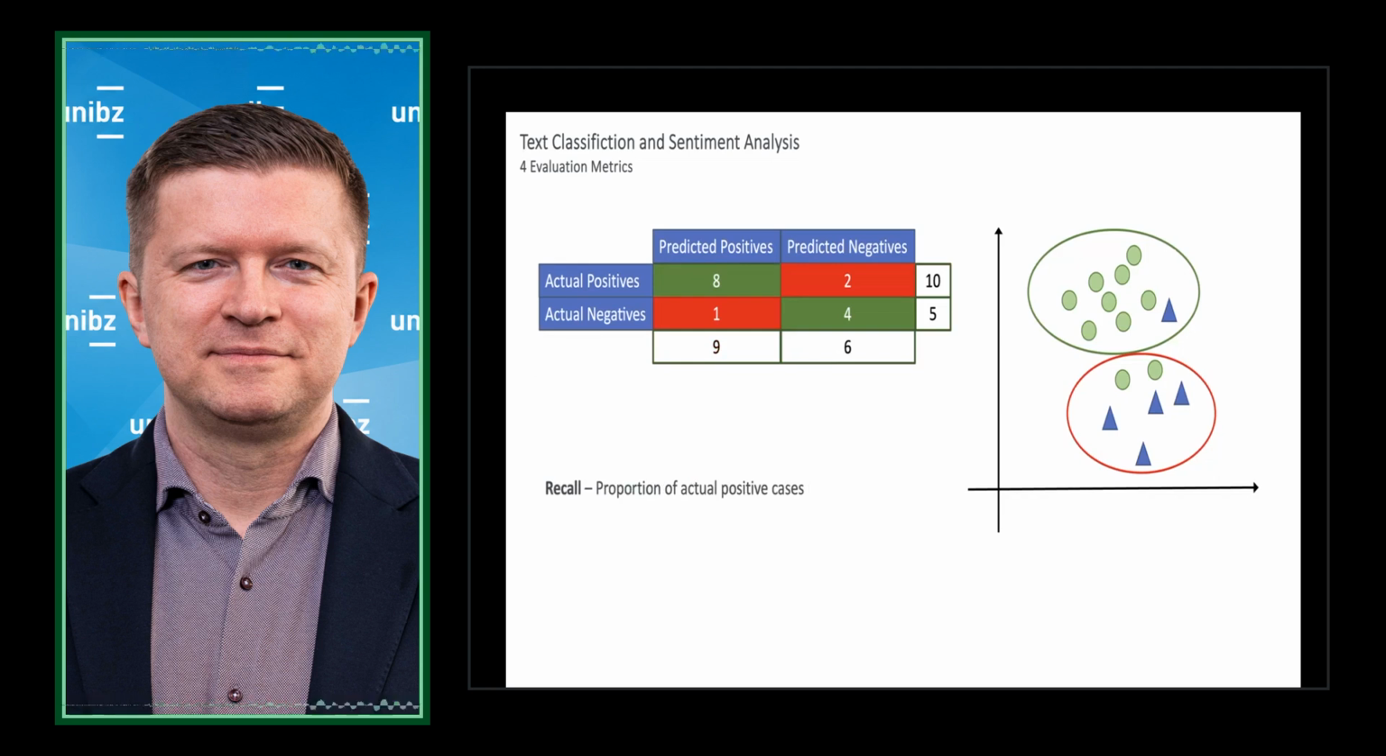Up next, the recall. The recall is the proportion of actual positive cases that the model has predicted correctly. So here, the true positives divided by the total actual positives. In this case, we have a total of 10 results as positive, but we could only predict 8 correct and 2 as false. Hence, in this case, the recall is 8 divided by 10, and that is 80%.